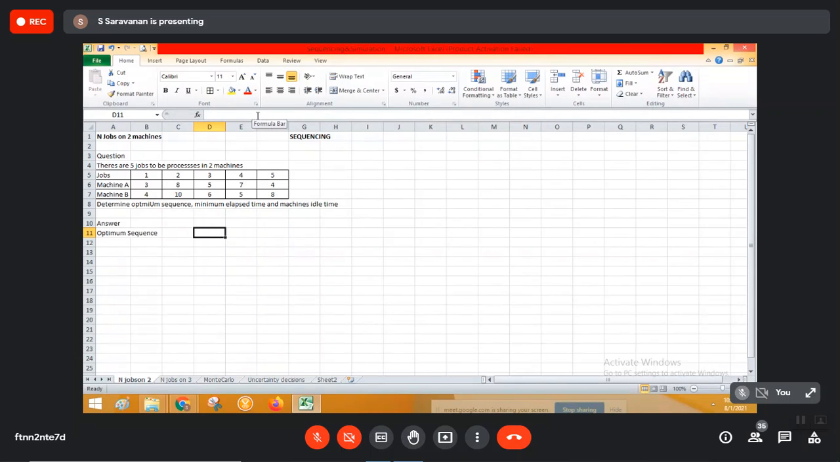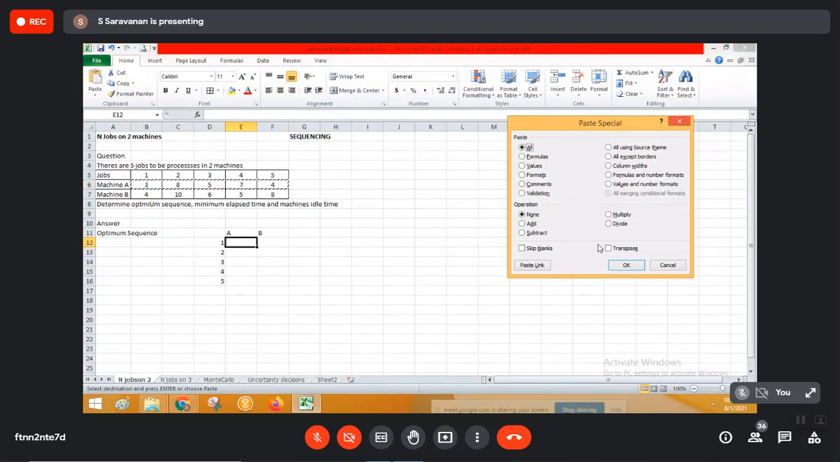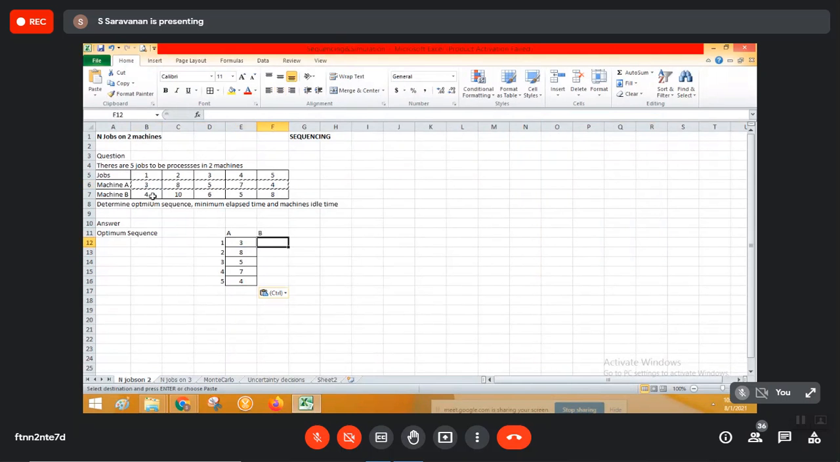Okay, I will take this, right? So 1, 2, 3 and 4. How many jobs do we have? 1, 2, 3, 4 and 5. So we have 5 jobs and we have 2 machines, A and B. For machine A: 3, 8, and so on, and for machine B: 4, 10, 6, 5, 8.